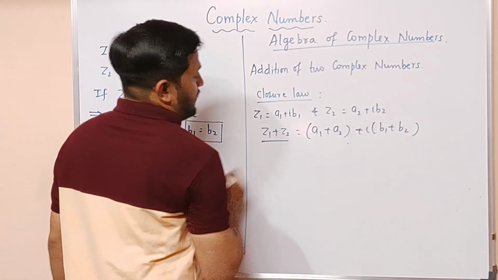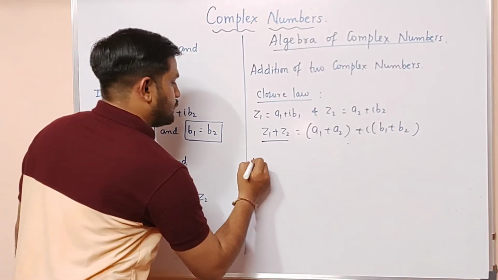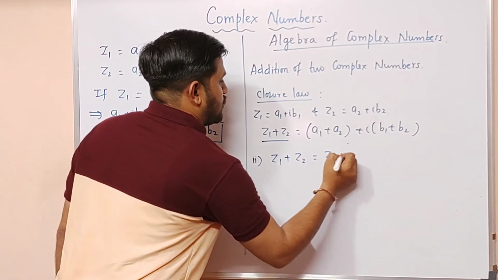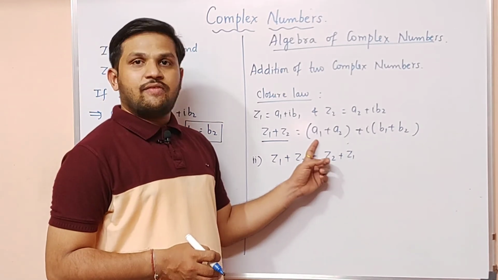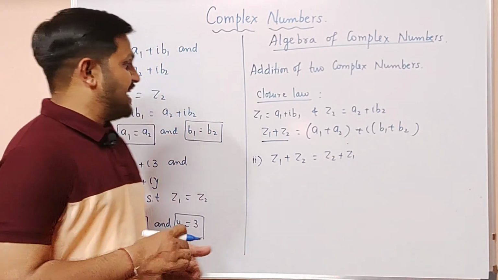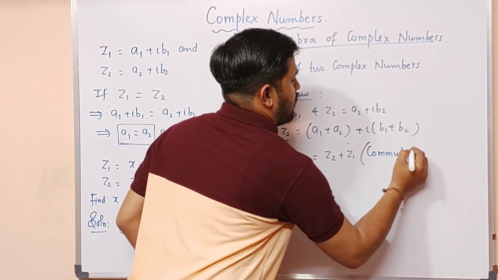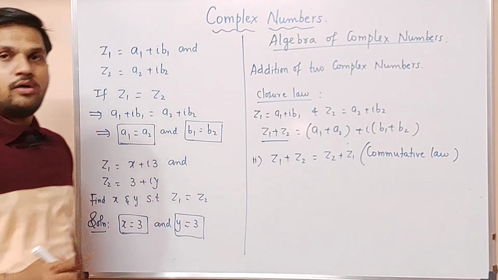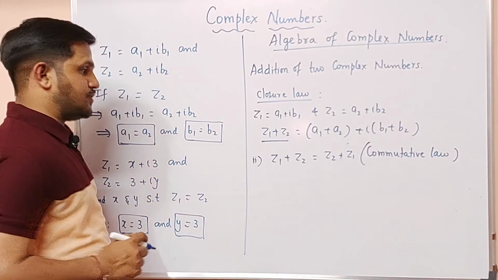If we talk about z2 plus z1, are they equal? The second property: z1 plus z2 is always equal to z2 plus z1, because if you add z2 plus z1, you will get a2 plus a1 plus i into (b2 plus b1). So both are the same, that means it satisfies the commutative law, the commutative law of complex numbers with respect to addition.